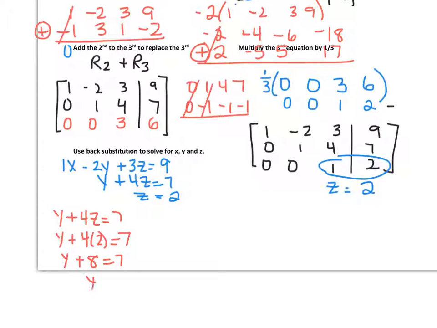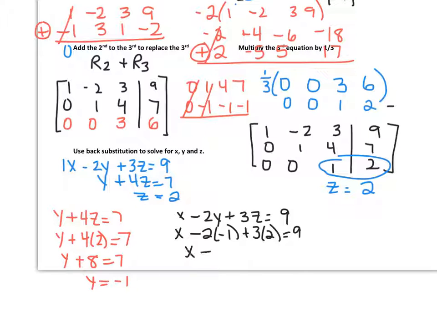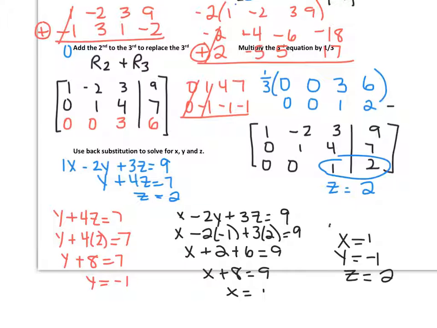So I have y is equal to negative 1, and then I can plug them both into the top equation to find x. So I've got x plus 2 plus 6 equals 9, x plus 8 equals 9, so x is equal to 1. So my solution is x is equal to 1, y is equal to negative 1, and z is equal to 2. That is my final answer.